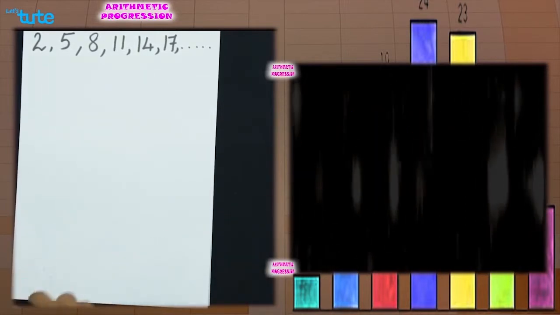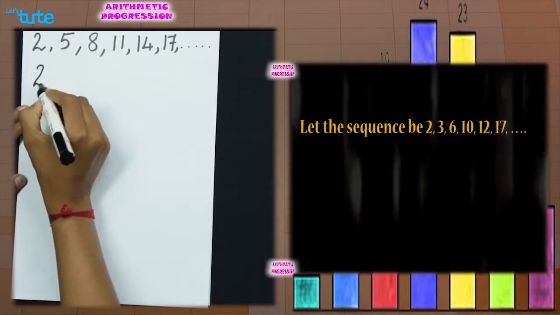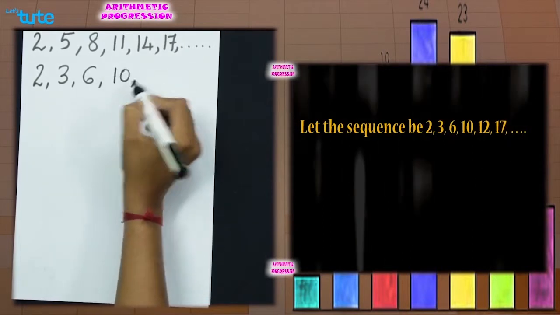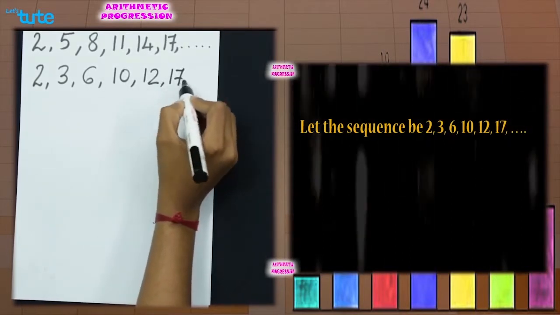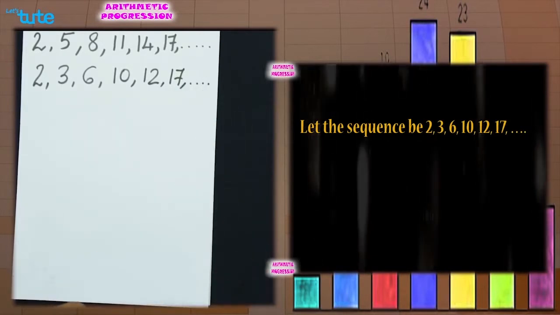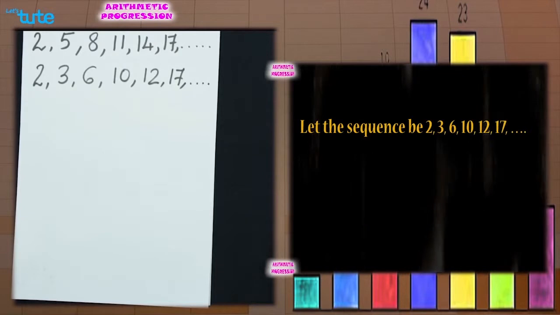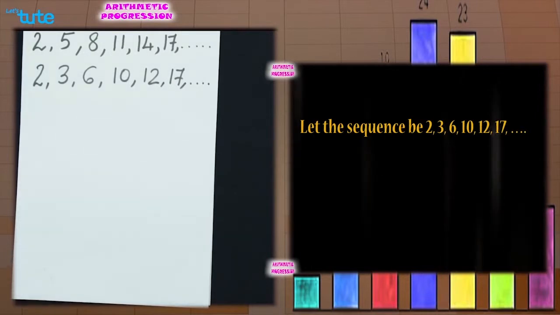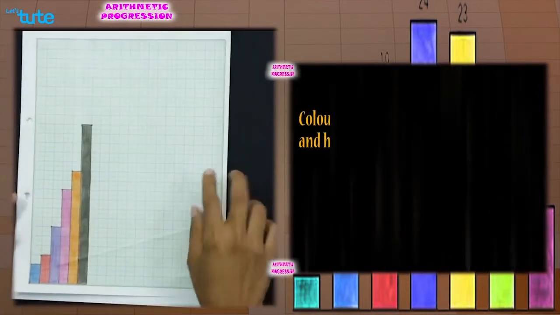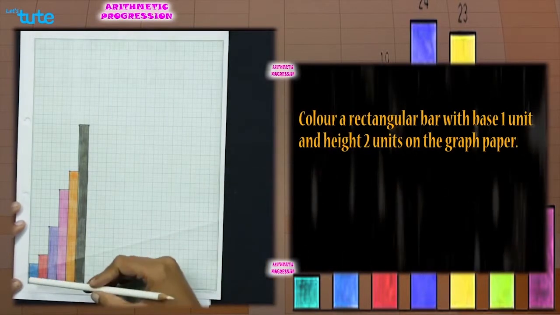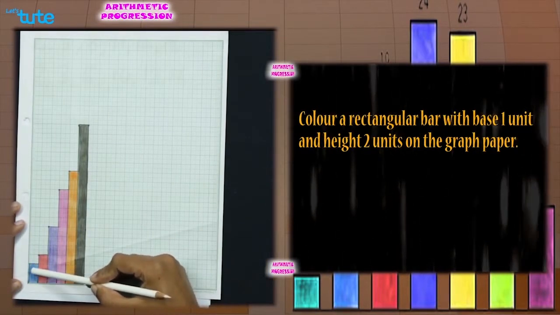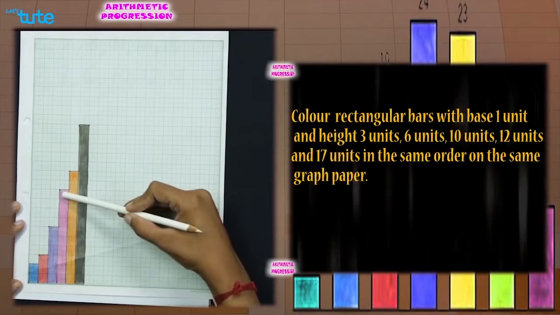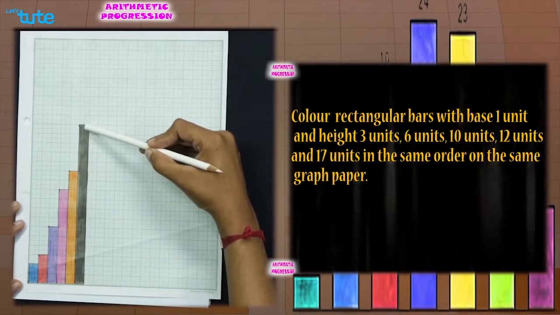Let us take another sequence of numbers. Say 2, 3, 6, 10, 12, 17 and so on. The sequence of numbers can be of your own choice. Following the same procedure, we are going to color a new graph sheet and observe what happens with that graph sheet. We have colored this graph sheet with the first rectangle up to a height of 2, the next up to the height of 3, the next to the height of 6, 10, 12 and 17.